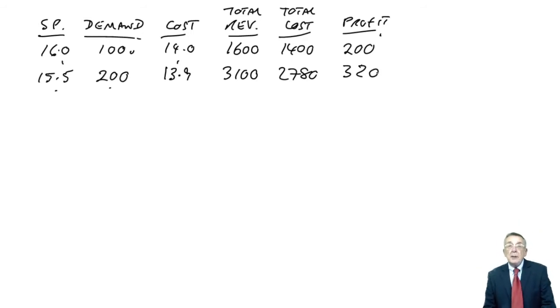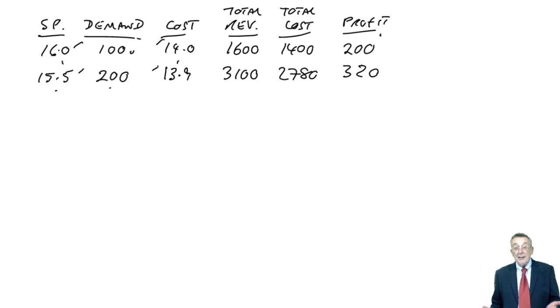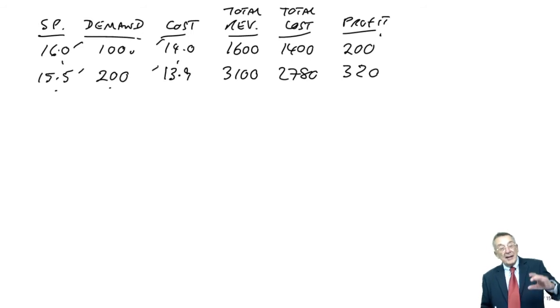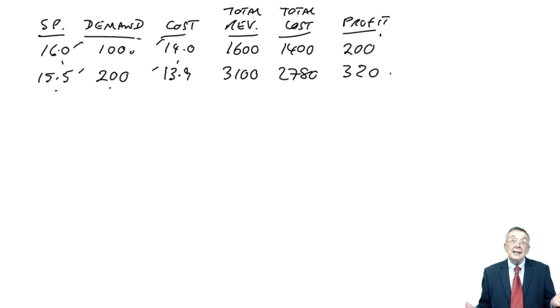And so this is the point I was trying to make earlier. You see, we were making $2 a unit profit. We were charging 16. Drop the price to 15.5, and how much are we making per unit? We're now only making $1.60 a unit profit. But because we're selling 200, it's worth making less profit per unit and selling a lot more, because the total profit is higher.